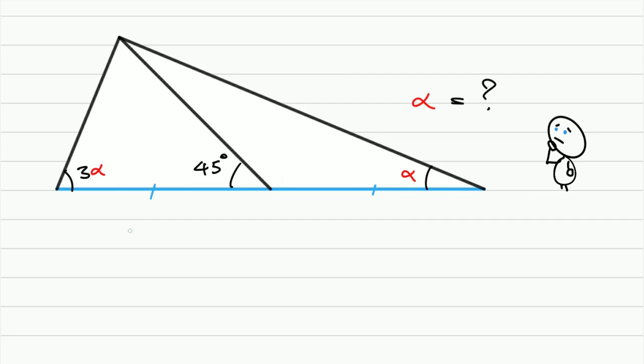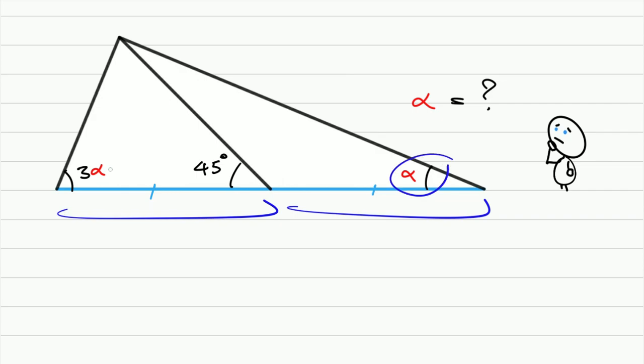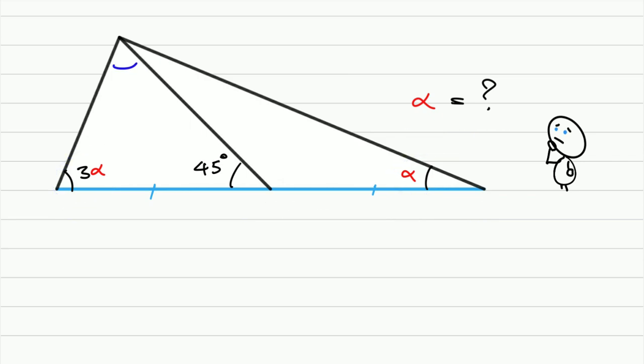We have a triangle here. These two blue segments have the same size. And if this angle is alpha, this one's 3 alpha. We want to find the angle alpha. It might be a bit challenging, but make sure to give it a try before watching the solution. Good luck. So first of all, let's find these two angles.